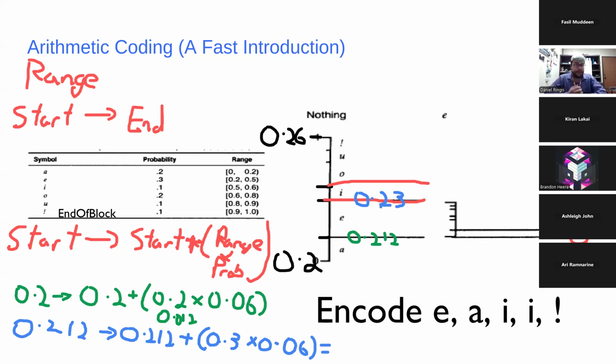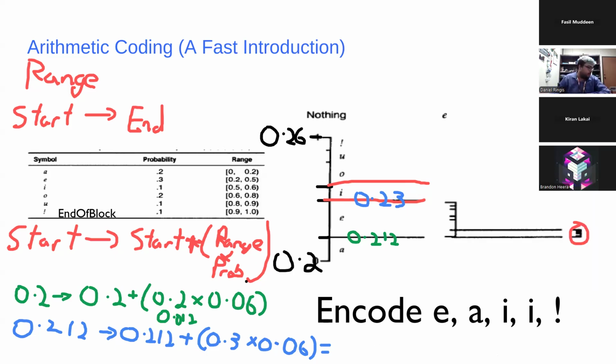Okay, so I've done the first couple steps. For A, we're going from 0.2 to 0.212, and for E, we're going from 0.212 to 0.23. I'm letting you all tell me what our upper bound is here using that same thing. Let's check the chat to see if I have an answer. Akshay, Adrian, 0.236. Cool. I'm happy with that.